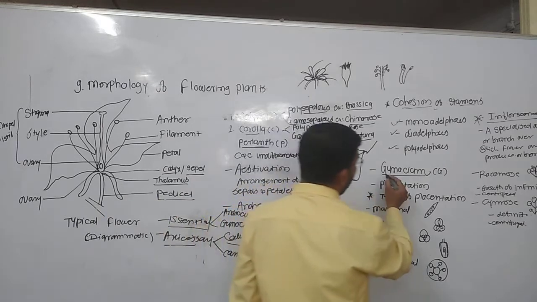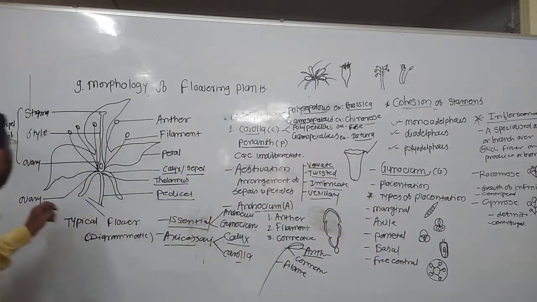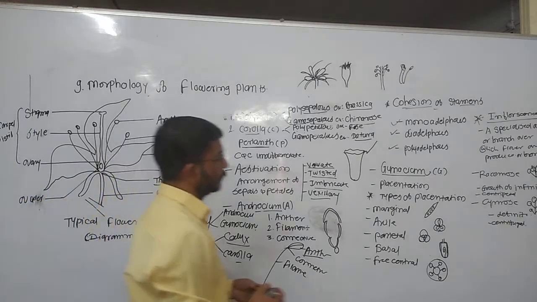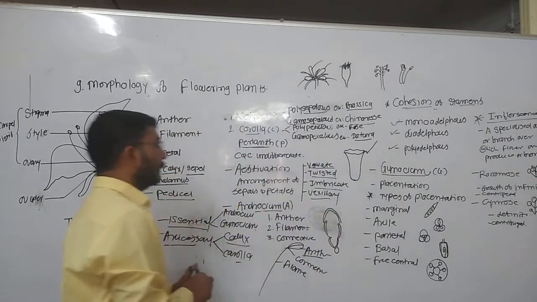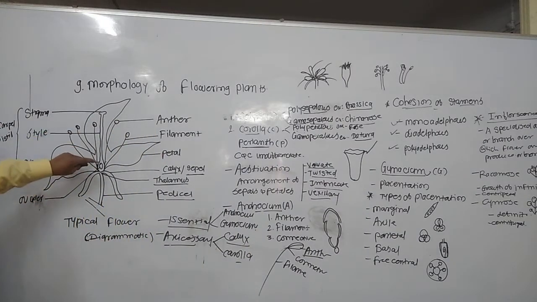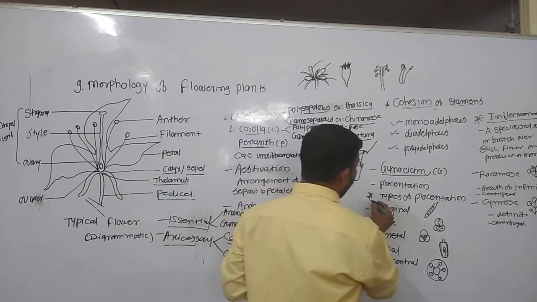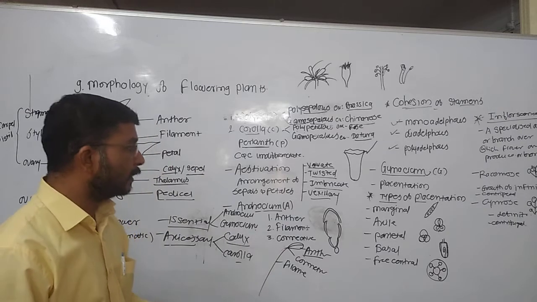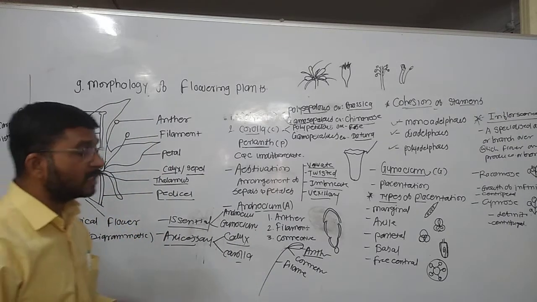Then next is gynoecium, a very important part. It is divided into stigma, style and ovary, combinedly called carpel. Inside the ovary there is formation of ovules. The gynoecium plays a very important role and represents femaleness, forming ovules inside it. Then here we find the placenta. What is placentation? The arrangement of ovules on the placenta is called placentation.